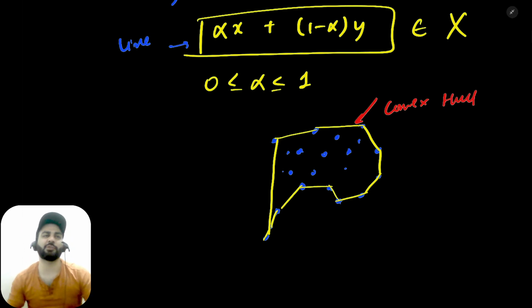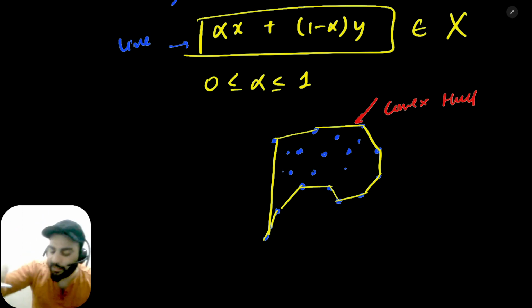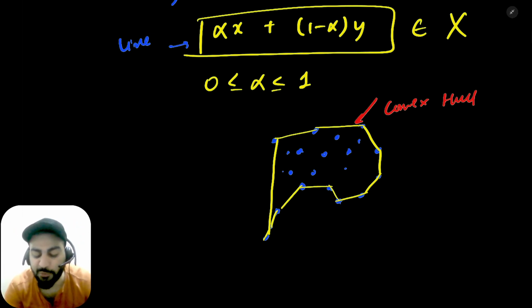Did you understand the convex hull? So if you have a lot of points, you sort of cover them in such a way so that you cover all the elements in that. This is convex hull. Why is it convex hull? You know now why it's convex.